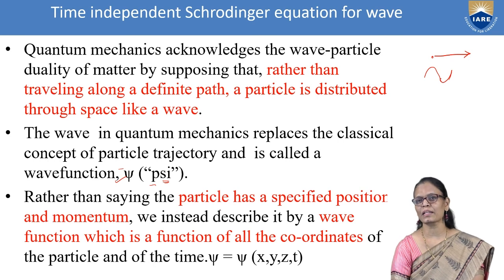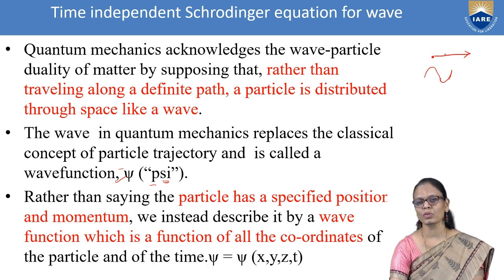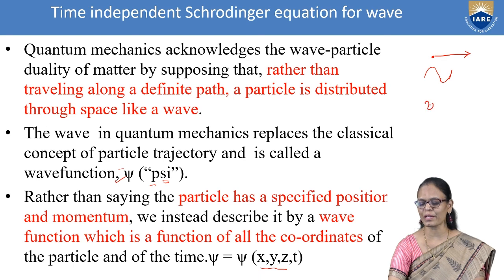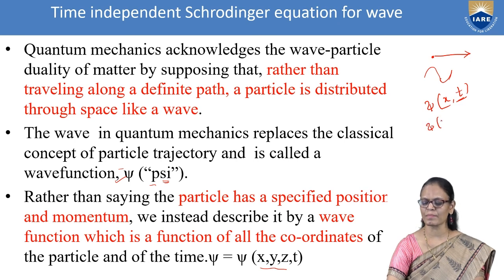Rather than saying that the particle has a specified position and momentum, we describe it by a wave function, which is a function of all the coordinates of the particle and of the time. Means, no more are we considering it as a particle. We have to consider it as a function, the wave function. It is a function of all the coordinates. If you are considering it in 1 dimension, we will talk only in terms of position and time, the position coordinate given by x and the time given by t. But when it comes to 3 dimensions, we write it in terms of x, y, z and t.